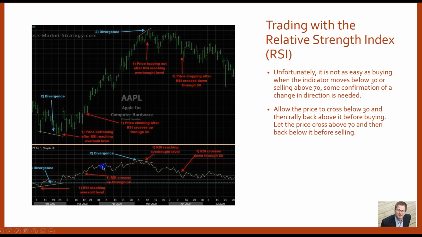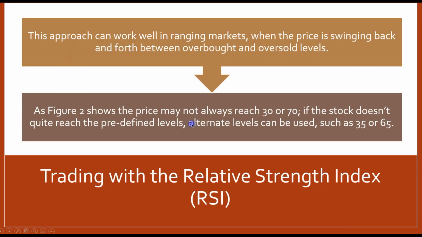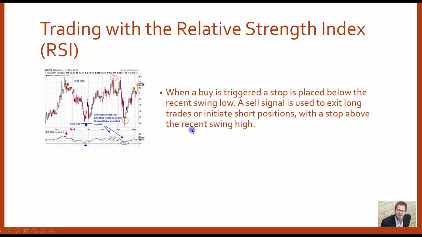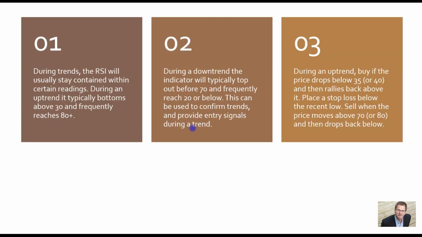We move through the 50 line, and then we move into overbought territory here. And as we can see, price stayed overbought for quite some time. And as price eased, it started to move back down and broke through the 50 line, and that told us that the markets were turning. So when a buy is triggered, a stop is placed below the most recent swing low. A sell signal is used to exit long trades or initiate short trades.